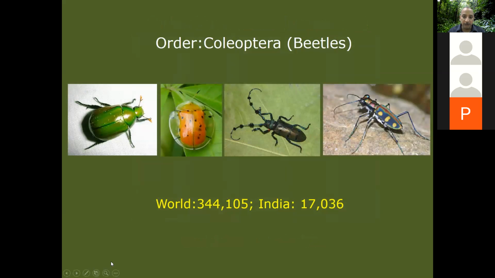Then comes the most species-rich group. The group with the most species is Coleoptera. The Coleoptera are very diverse. The most number of species are found in Coleoptera. Globally, more than 3 lakh species are found. People are still discovering new species. They are really the most successful group of insects, and the most advanced group of insects. Very colorful, they come in different sizes and shapes.